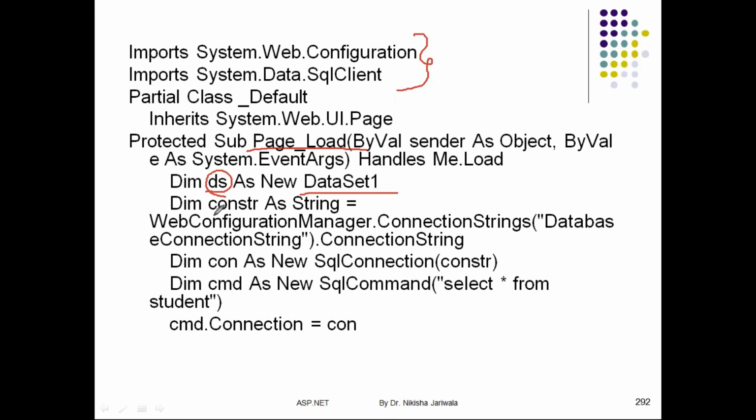Then obviously I need to retrieve the connection string. So I have used the WebConfigurationManager class dot ConnectionStrings. Then I have specified the name of the connection string and the dot ConnectionString property. So this is the statement which you already know. Then I have created con, which is the object of the SqlConnection class, and within that I have specified constr, which is the variable name of the connection string.